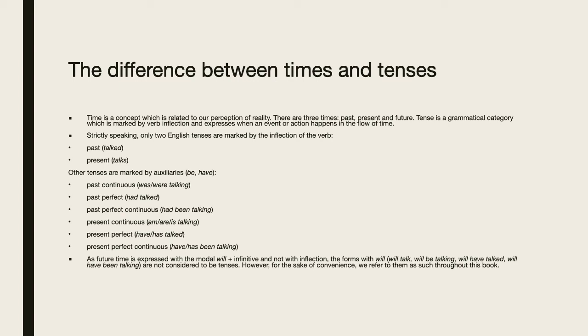Other tenses are marked by auxiliaries, be and have. So, past continuous is was, were, talking. Past perfect is had talked. Past perfect continuous is had been talking. Present continuous is am, are, is talking. Present perfect is have, has talked. Present perfect continuous is have or has been talking.